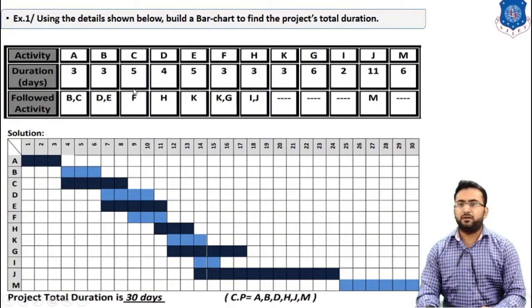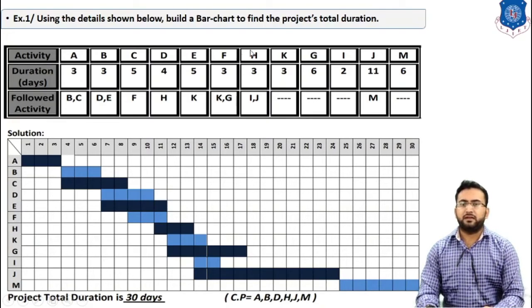After completion of activity C, we have to draw activity F. Activity C is 5 days, so 3 plus 5 makes 8. So after 8 days, we have to start activity F. We are going to start it on the 9th day, and it is for 3 days. So this activity F is for 3 days.